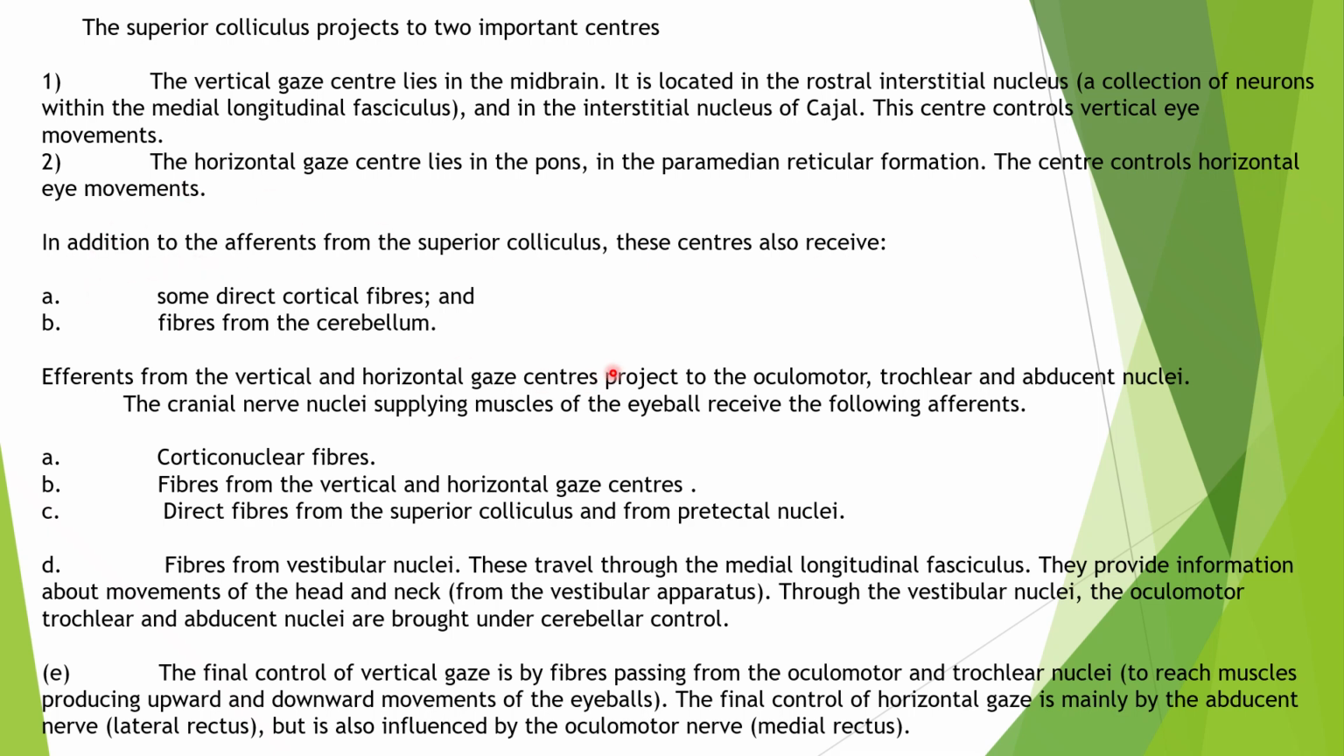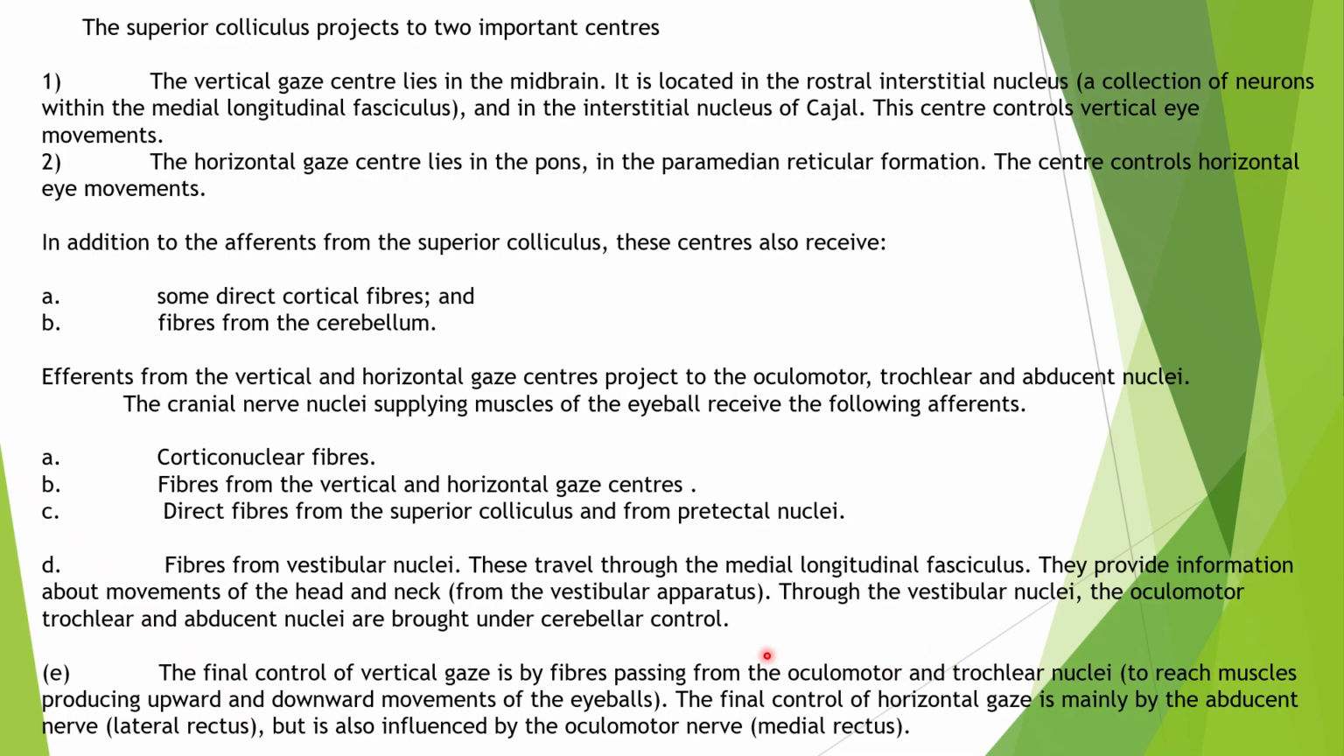In addition to the efferents from the superior colliculus, these centers also receive some direct cortical fibers and some fibers from the cerebellum. Now, the efferents from the vertical and the horizontal gaze centers project to the third, fourth, and sixth nerve nuclei. So the third, fourth, and sixth nerves are receiving corticonuclear fibers, fibers from the vertical and horizontal gaze centers, direct fibers from the superior colliculus and from the pretectal nuclei, and fibers from the vestibular nuclei, which travel through the medial longitudinal fasciculus and provide information about movements of the head and neck from the vestibular apparatus.